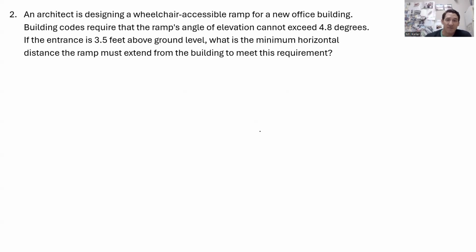So we're going to have a ramp. So it's like there's a little step coming up here, all right? And this is 3.5 feet, this little step. I guess I don't need that part. We're going to have a ramp coming down this way. We don't know how long the ramp is, but we need to figure out this horizontal distance here. We know the angle in here.